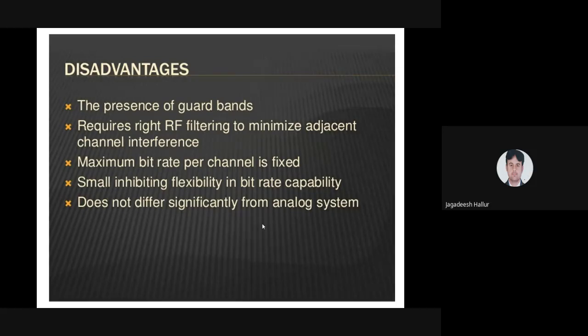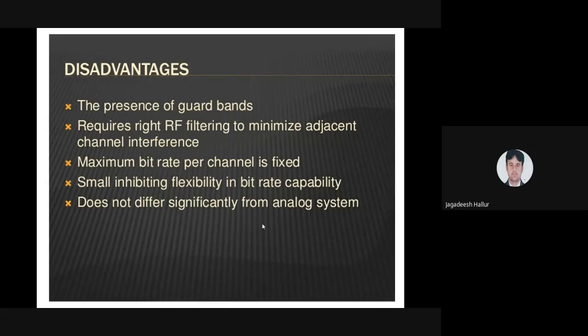Maximum bitrate per channel is fixed. So why is it a disadvantage? The bitrate for an individual channel must be variable. If it is fixed, it will cause a little bit of a problem for getting the channel. So maximum bitrate per channel is fixed. That is one of the disadvantages.